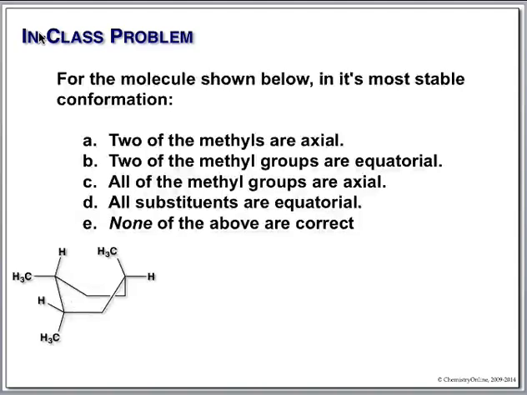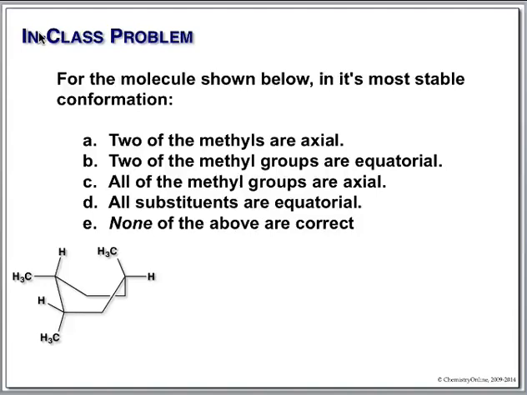All right, for this molecule, which we have forced up into a boat, two of the methyls are axial, two of the methyls are equatorial. All the methyls are axial, all substituents are equatorial, or none. What I would do here is take my boat and simply draw it as a chair. And if you can't do this, practice it, okay?